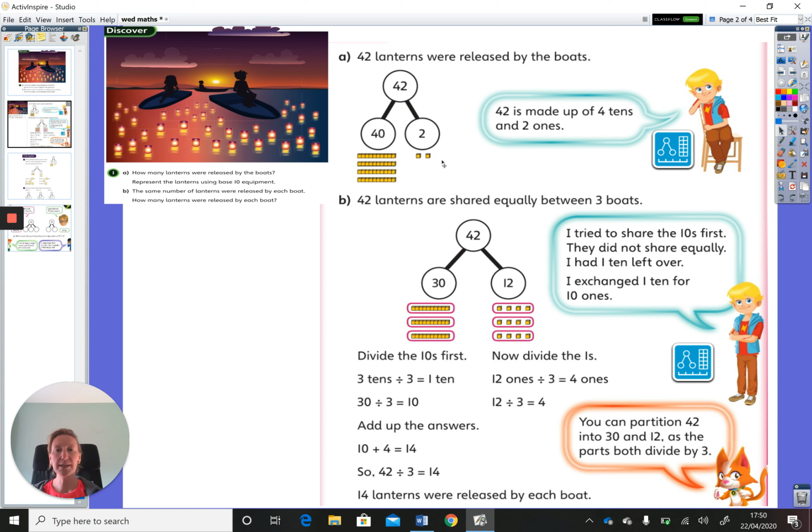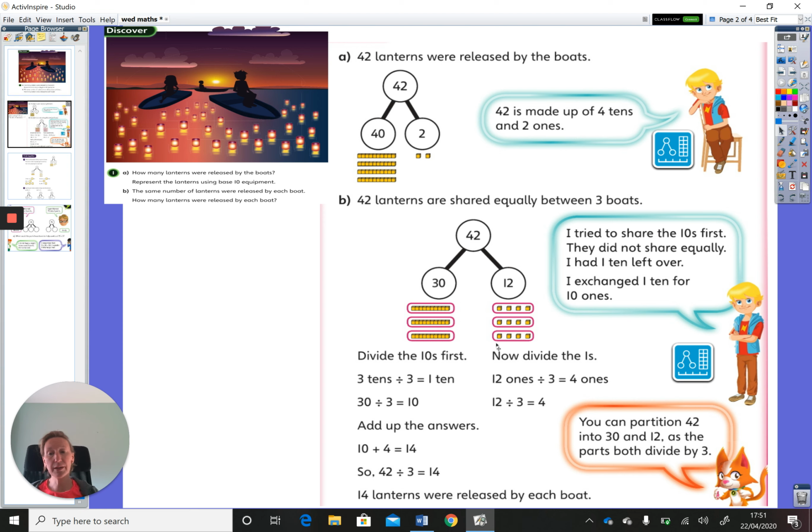So this is where you need to get your thinking caps on, because we're going to draw on our knowledge of multiplication, but we're going to start exchanging. Instead of saying 42 is 4 10s and 2 1s, because I'm working in my 3 times tables, because I'm sharing it between 3 boats, I'm going to make my part whole model look like this one, which is 3 10s and 12 1s. So I've exchanged one of my 10s and moved it over into my 1s. So instead of 4 10s, I've now got 3 10s. And instead of 2 1s, I now have 12 1s.